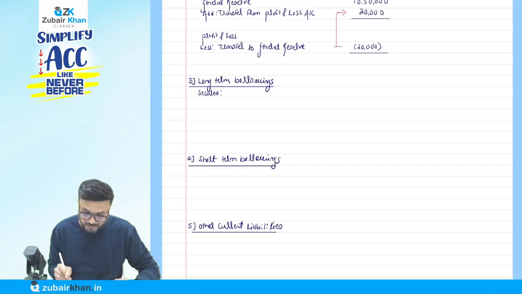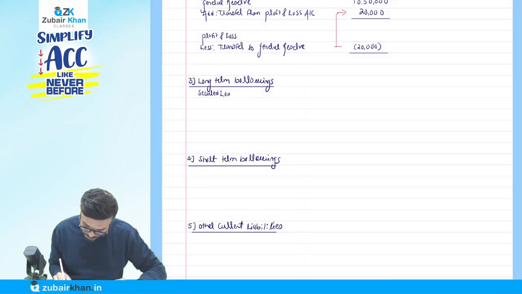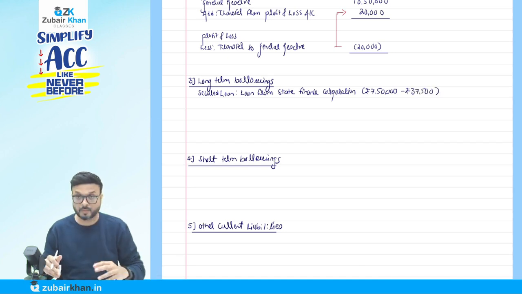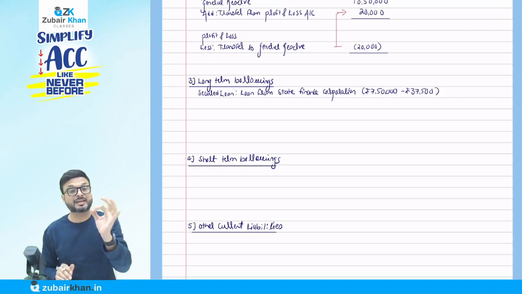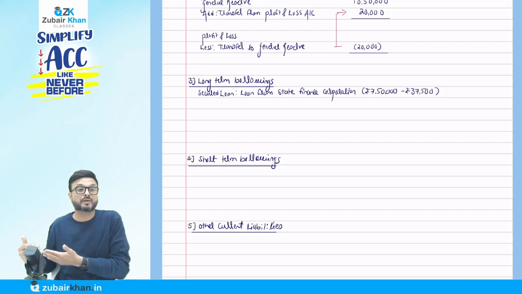Do you remember that I told you that here we have to bifurcate secured and unsecured? Now write down there secured loan. Loan from State Finance Corporation, that is rupees 7,50,000 minus 37,500. You will ask me why, sir, we deducted? Because out of that 7,50,000, 37,500 represents the interest amount that we have to pay obviously in 1 year. Interest accrued but not due is a part of other current liability.